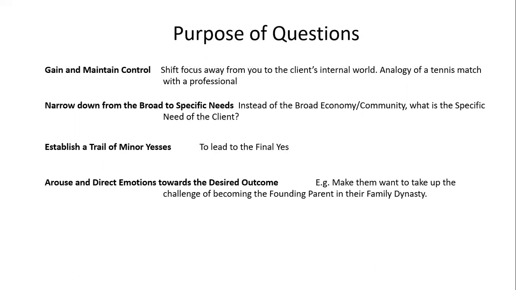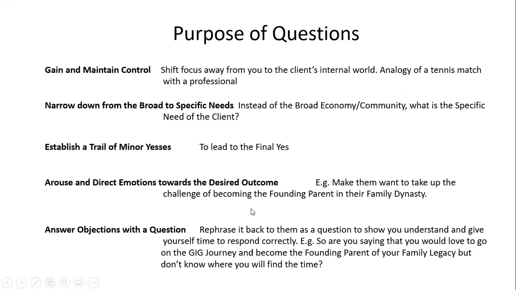Then also remember, ultimately people make their decisions based on emotions, but they justify it by logic. So use emotions to your advantage, and through questions, direct whatever emotions they have towards the desired outcome. In the case of Gig, you want to make them want to take up the challenge of becoming the founding parent of their family dynasty.